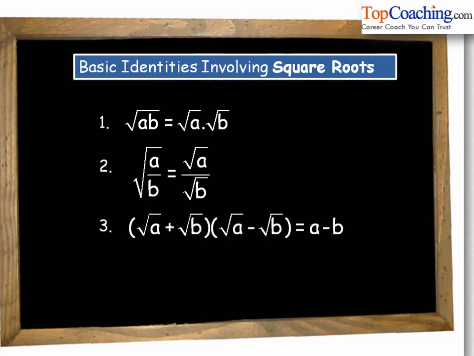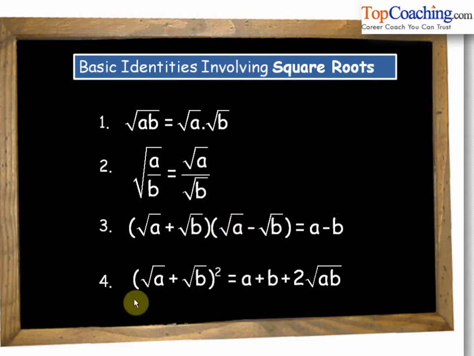The third is, if we multiply the 2 numbers under root A plus under root B into under root of A minus under root of B, then this product is equal to A minus B. Here we can use the formula A square minus B square is equal to A minus B into A plus B, and when we apply this formula we get the result as A minus B. The fourth is under root of A plus under root of B whole square is equal to A plus B plus 2 times under root of AB.